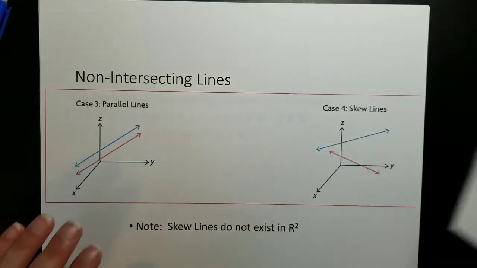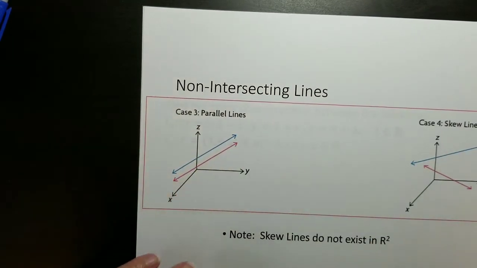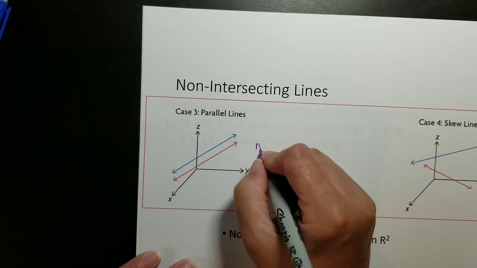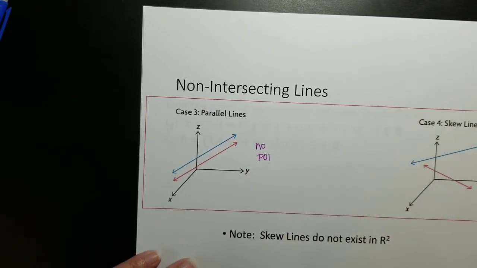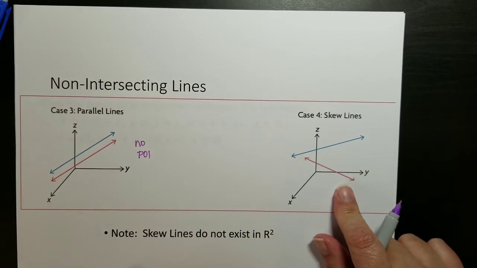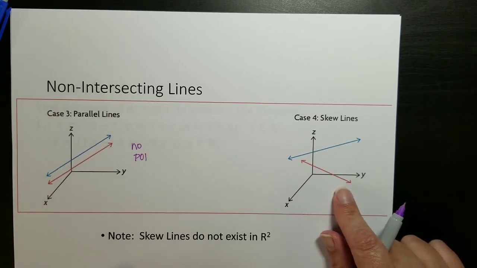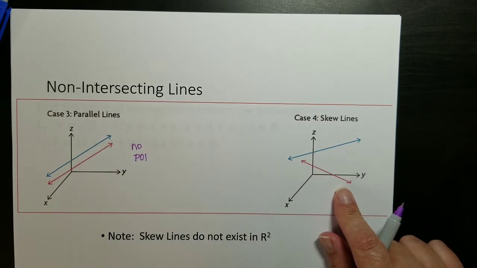The next case is the same as in R2. If you have parallel lines, you have no points of intersection, but in R3, we have this 4th case that doesn't come up in R2, and that's called skew lines. So these lines do not intersect, but they're also not parallel. Now that's not possible in 2 dimensions. If you have 2 lines that are not going to cross in R2, for sure they have to be parallel.